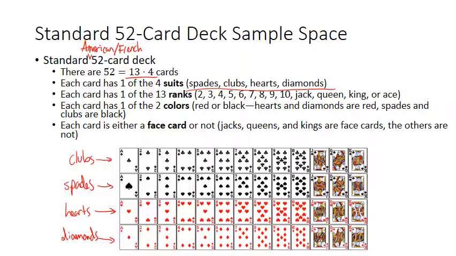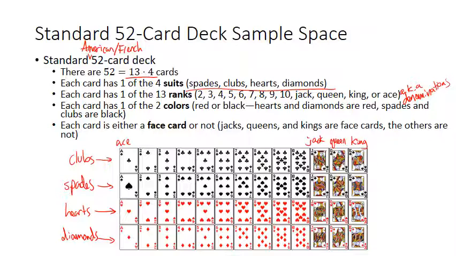Each card has one of the 13 ranks. Your author might also be calling that denominations, which is a non-standard term. The 13 ranks are the numbers 2 through 10, and then Jack, Queen, King, and Ace. The ones in the first column are the aces, and then these are the jacks, these are the queens, and these are the kings.